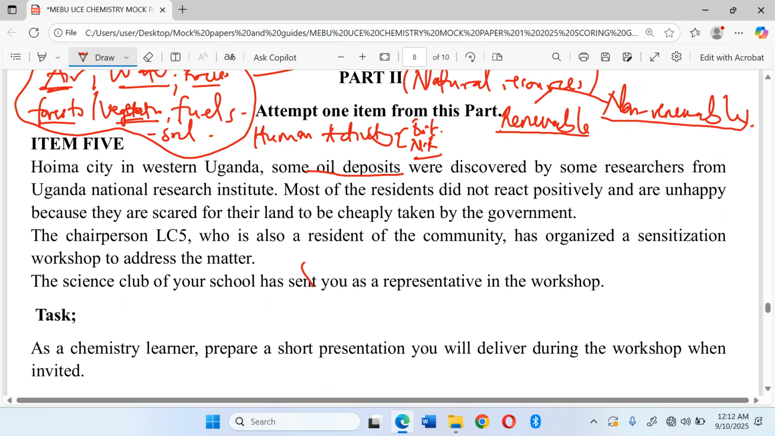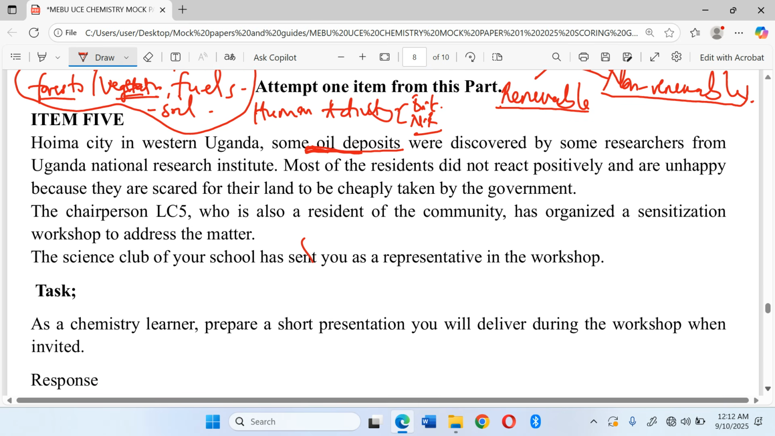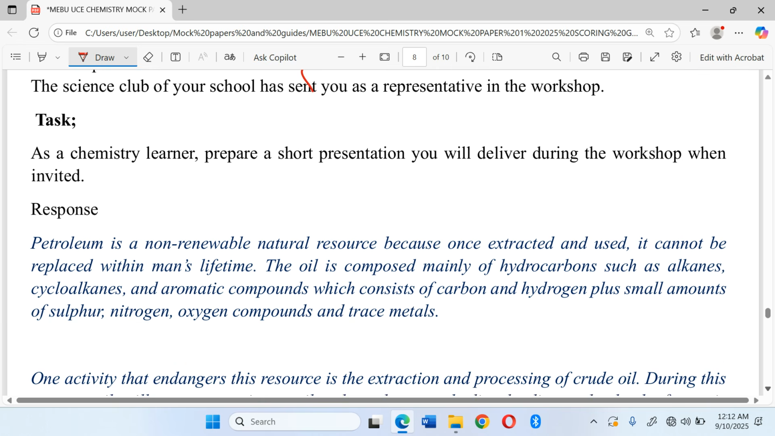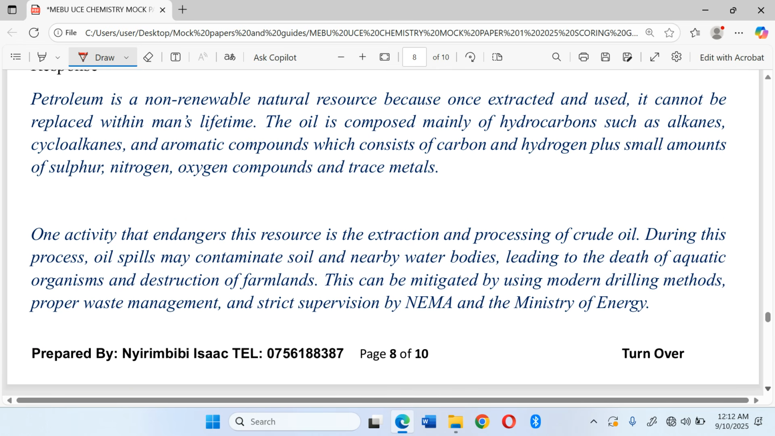Okay, so let's look at the response very fast, but I believe we have been able to see that the natural source we're talking about is petroleum, and of course the human activity remains that one. So let's look at this. I'm putting these two paragraphs that those who are noting down, you can be able to note down.